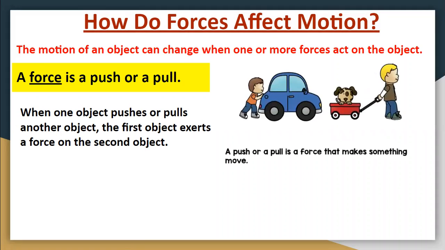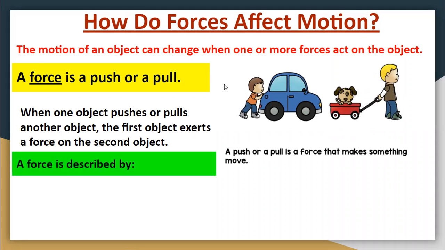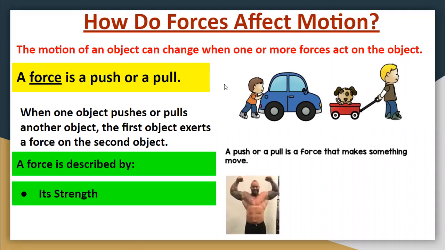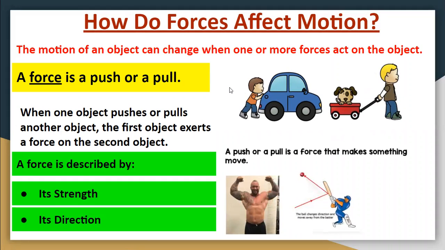Here is a person pushing a car. Here is somebody pulling a wagon. Those are forces. They're exerting a force on the object, on the car and on the wagon. A force is described by its strength, how much of a force it is, and by its direction. Which way is the force going?